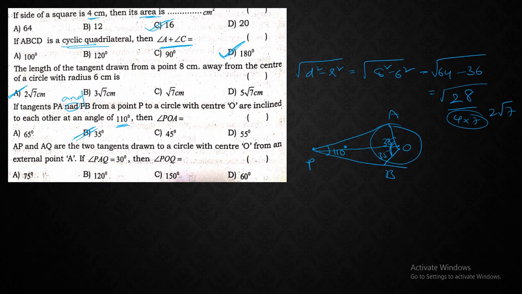Next, AP and AQ. That means A is an external point. So AP and AQ are two tangents drawn to the circle with center O. Angle PAQ is 30 degrees. So this is P, Q, and angle PAQ is 30 degrees. If this angle is 30 degrees, then this angle will be 150 degrees. Now what is he asking? Angle POQ. So POQ is 150 degrees.